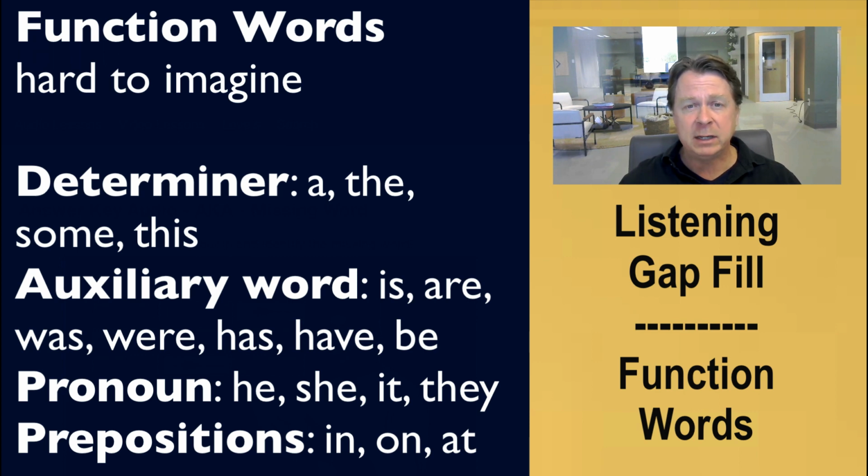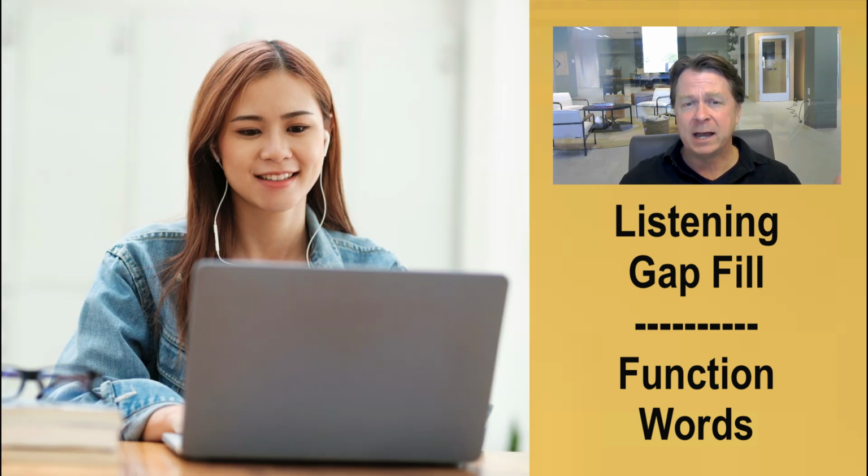For example, they might be determiners: a, the, some, this, or they can be auxiliary words: is, are, was, were, has, have, be. They can also be some words that you can imagine, for example, pronouns: he, she, it, they, or it could be prepositions: in, on, at. But these words are spoken really quickly in English and they're often not stressed, which makes them actually hard to hear. And maybe that's why students have a difficult time with them.